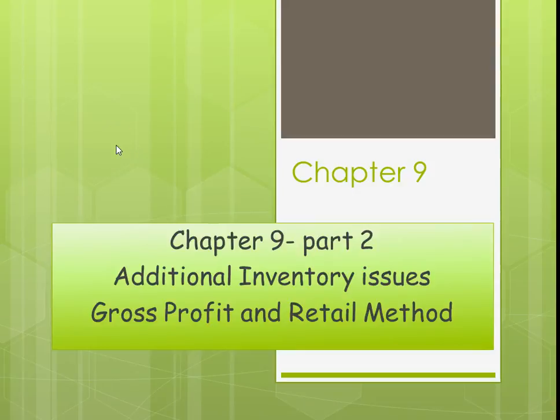Part 2, Chapter 9, Kieso, Intermediate Accounting, 16th edition. Now we're going to look at the gross profit and retail method, and these are used to estimate inventories. Doesn't mean we don't do a physical count, but during the year, these methods are used.